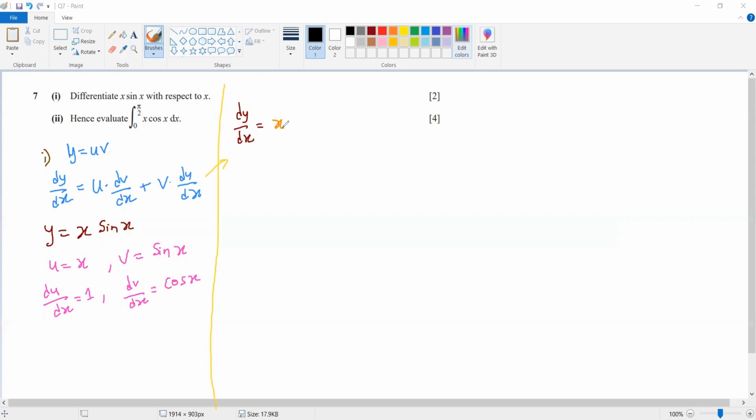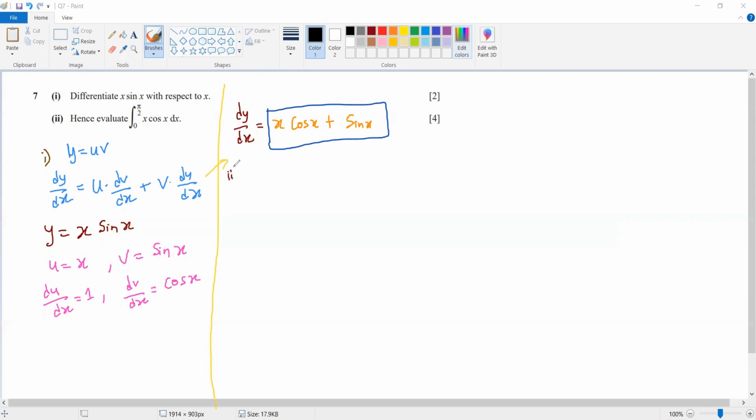So dy/dx equals u, or x, times dv/dx, cos x, plus v, sin x, times du/dx, which is 1. So you need to write the 1. So this is the answer. That's it. You just leave it in this form. Please take note. That was the first part.